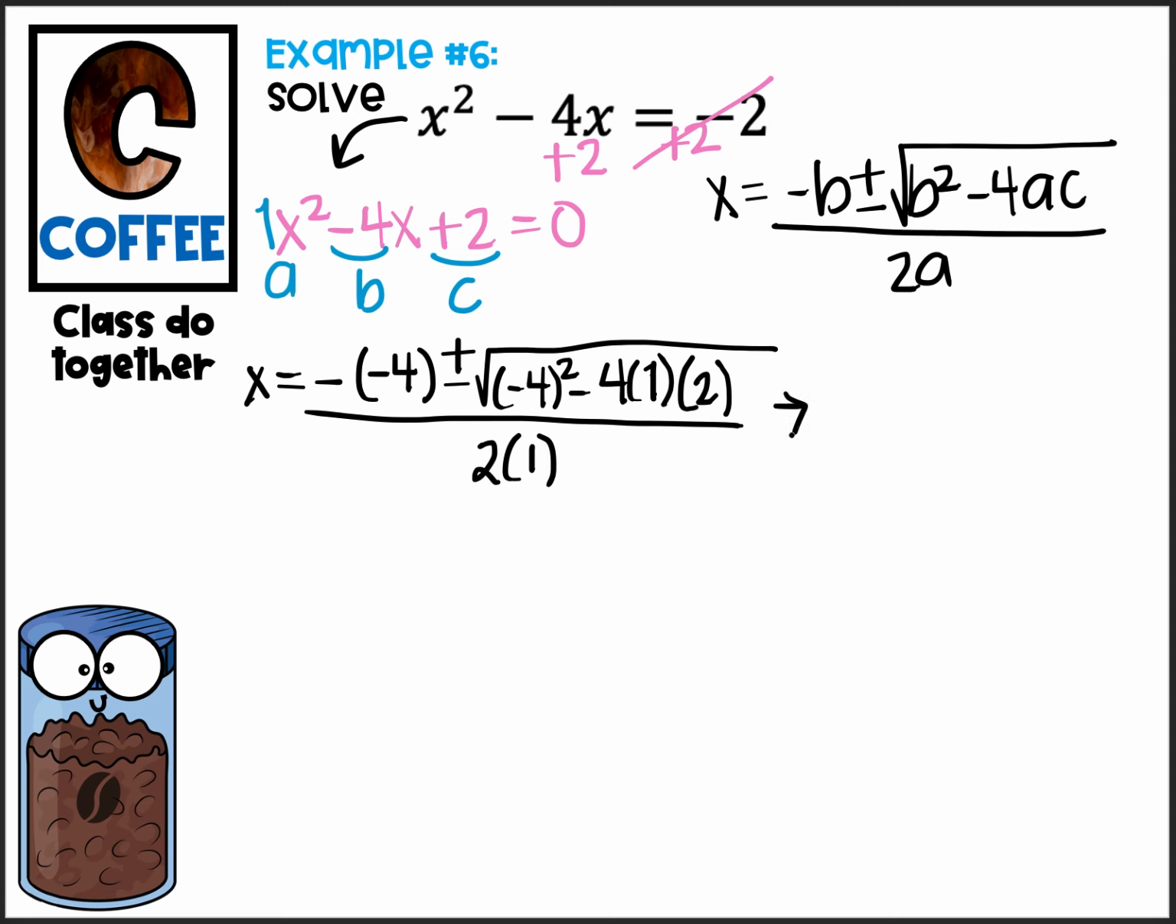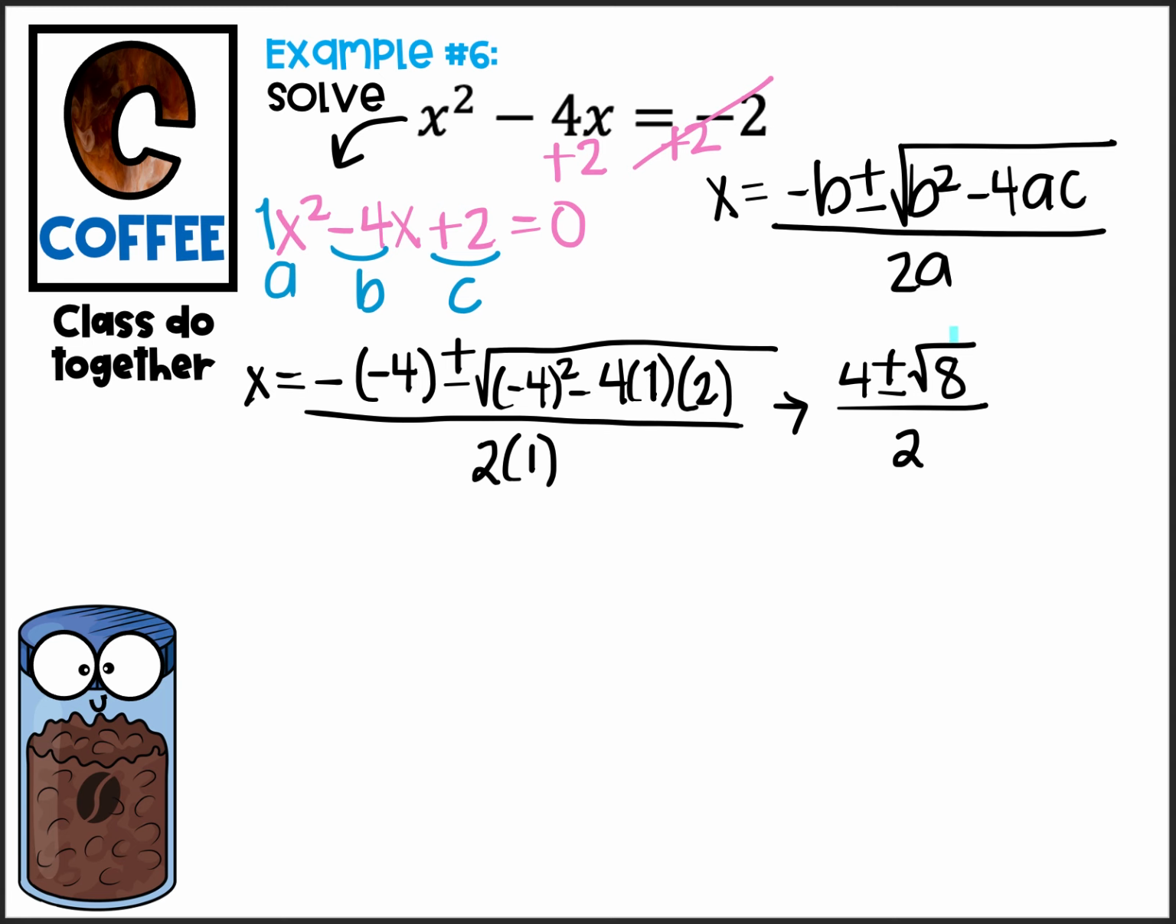After you simplify everything, negative times negative 4 is positive 4, plus or minus the square root. Negative 4 squared, that's 16, minus 8, that's 2. Wait, no, 16 minus 8, that's 8, I'm sorry. Divided by 2.